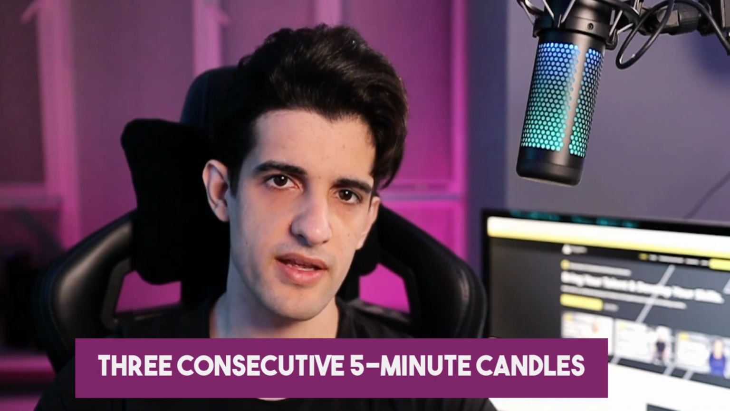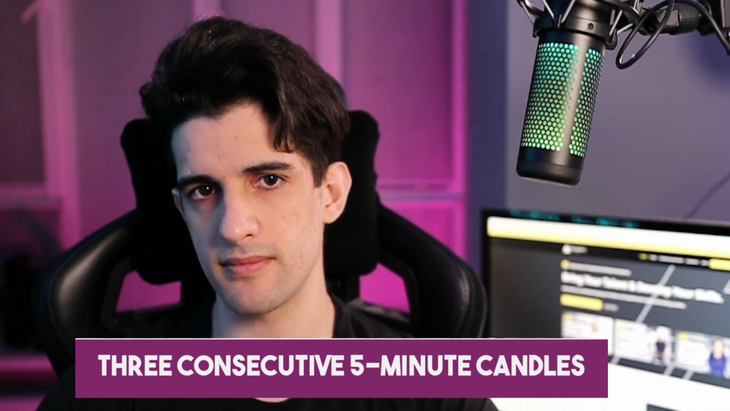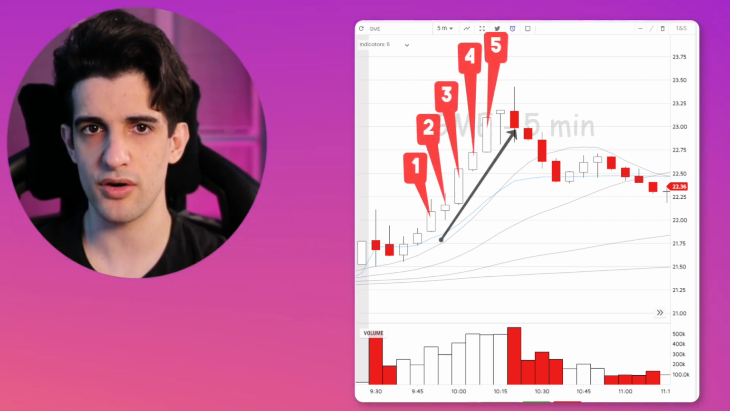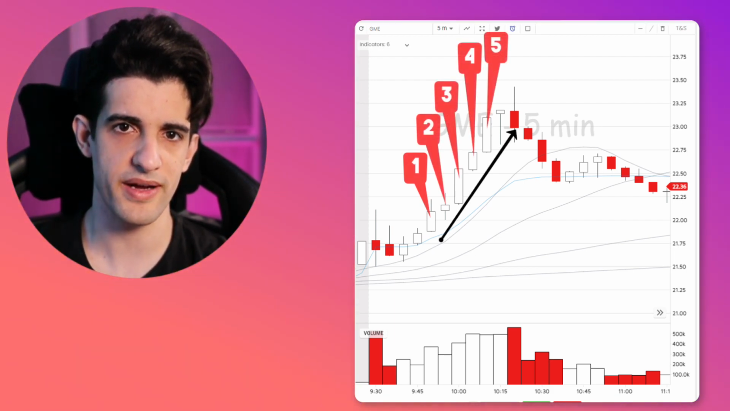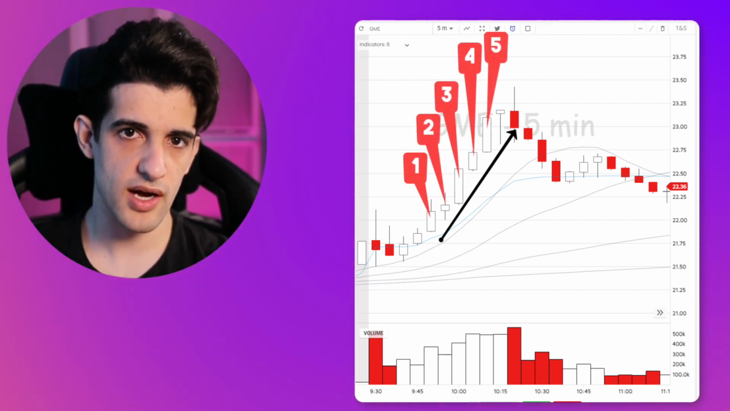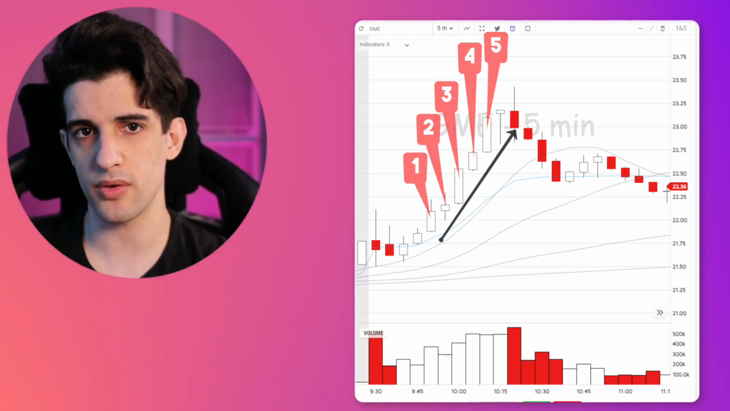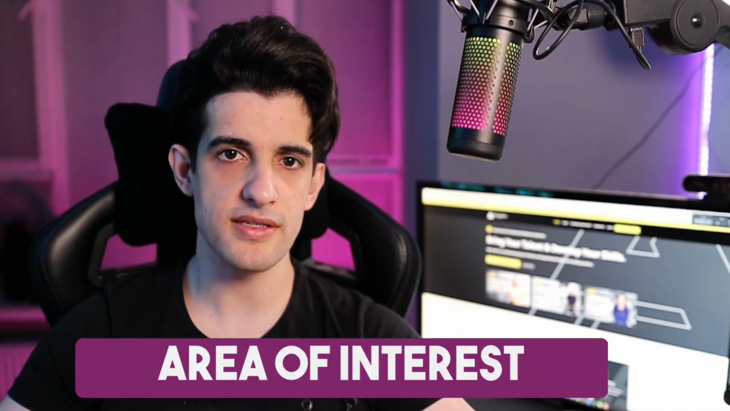Personally, what I'm looking for is at least 3 consecutive 5-minute candles after the breakout area. And looking at GME around here, you could see how many candles it actually made in a row without any single pullback. That's a lot. And the more candles you have, the sooner you're going to have the pullback, or the bigger the pullback you're going to get.